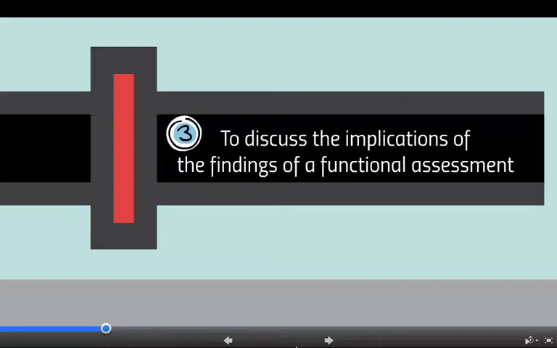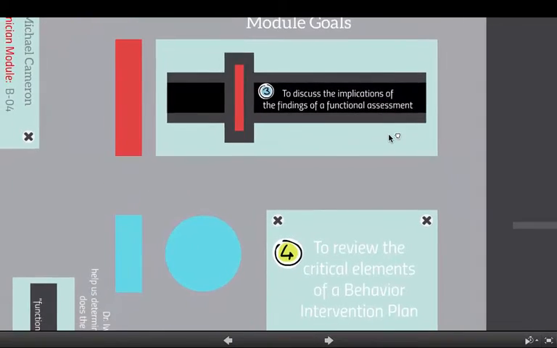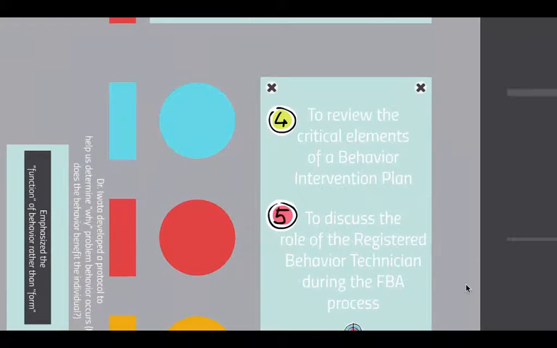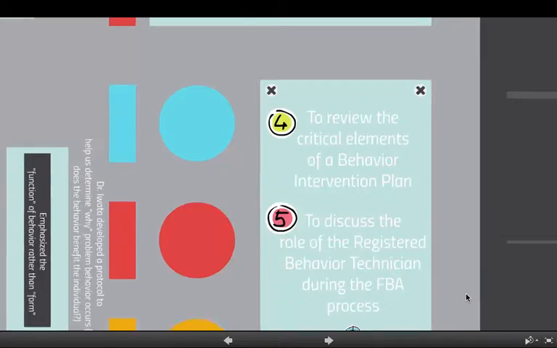So we've got to have an understanding of why a behavior is occurring before we go into the business of actually intervening, because we want to make sure that the intervention that we design, that we plan, is related to the reasons the behavior is occurring. So I'll be spending time on the functional behavior assessment process, but also as it leads to the behavior intervention plan. And as a result, I'll be reviewing what the critical elements are of the behavior intervention plan. And then finally, I'll be discussing your role as a registered behavior technician during the entire FBA process.